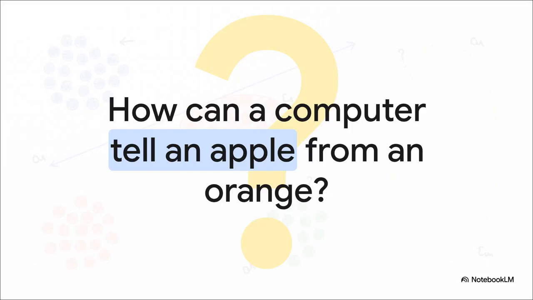Imagine you've got a bunch of apples and oranges. For each one, you measure two things: its weight and how red it is. You plot all those points on a graph. You'd probably see a cluster of apple points over here and a cluster of orange points over there.